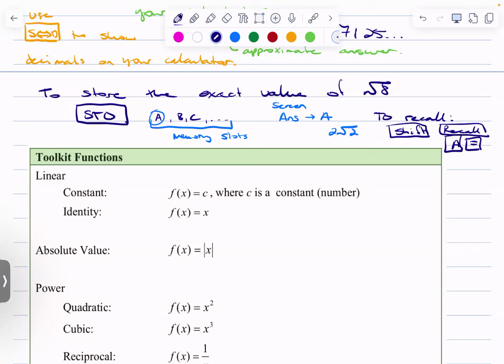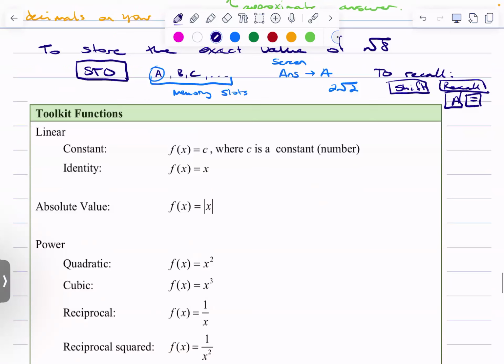Right. So now you can do something like 3 times recall A plus 1. I get 1 plus 6 root 2, right? Using that exact number. We'll do more practice with that because it's going to be important.